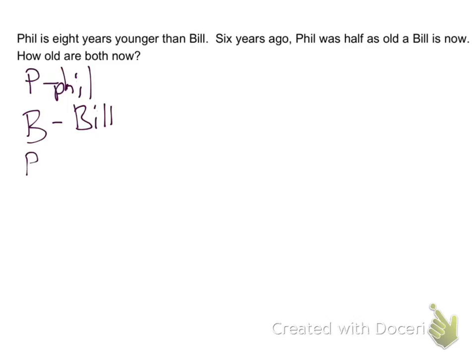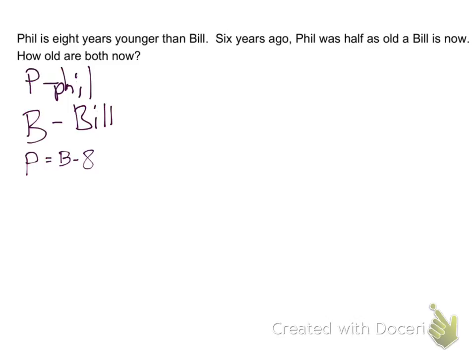P equals B minus 8? This is what I heard. Phil is 8 years younger than Bill. So Phil and Bill are not the same age. If I took Bill's age and subtracted 8, I would have Phil's. Could I also take Phil and add 8? Okay, so Phil is 8 years younger than Bill, so Bill minus 8 is Phil.